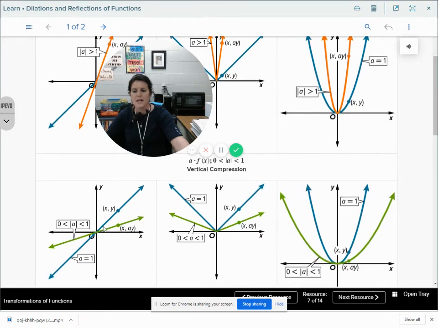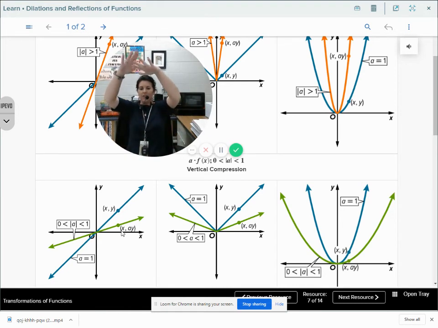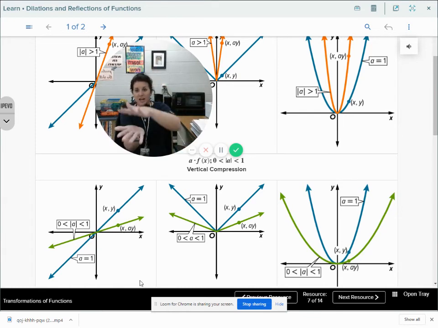So if my number is less than 1, we can imagine what's going to happen then. It's like pushing a bunch of weight on it. We're pressing it down. We're compressing it. What happens when I push something down? It stretches out. I imagine taking a ball of Play-Doh and putting a 50-pound weight on it. What happens to that Play-Doh when you look at it? Is it still a perfectly round ball? No, it's flat. It flattened out. It stretched out. So vertical compression is like flattening it out.